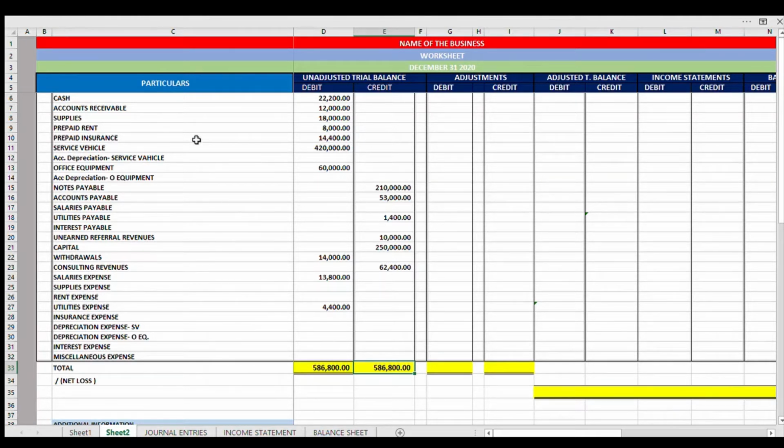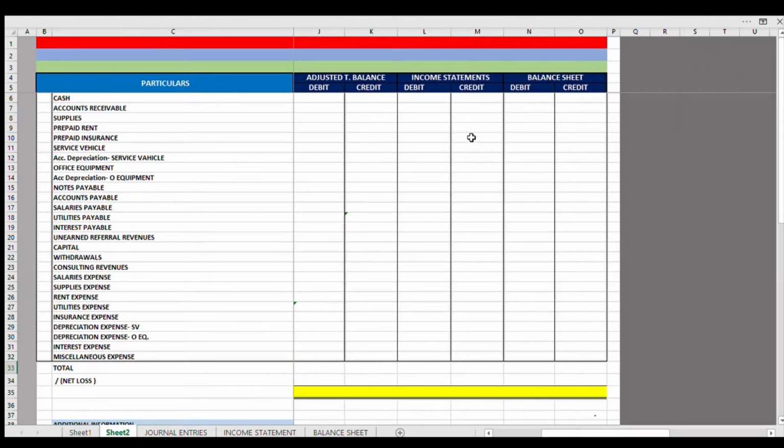credits. Dito sa worksheet, we can identify all the account titles, and especially, syempre, yung mga headings natin. We have the headings in this particular column. We have the unadjusted trial balance title. Then we follow the adjustments, adjusted trial balance, the balance sheet, or rather income statement, at finally ang balance sheet.